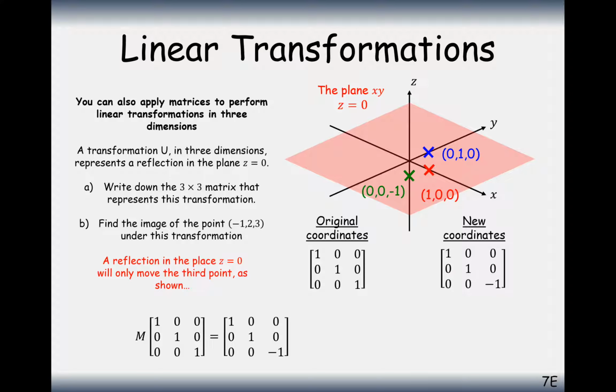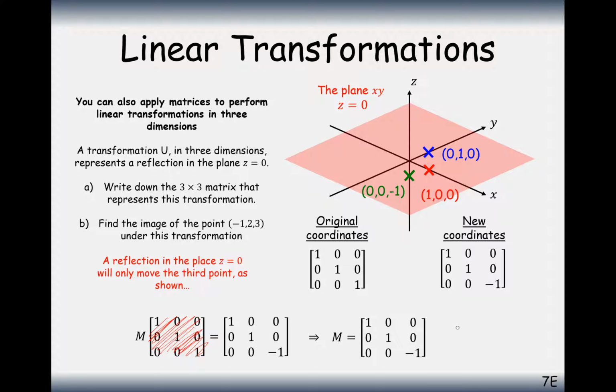So here we've got some matrix M that we want to find, that transformed our base set of coordinates to this set of coordinates here. Well, given that this identity matrix is just the identity matrix, we can just delete it because it's effectively times by 1, and our answer here is this new set of coordinates, 1, 0, 0, 0, 1, 0, 0, 0, -1. So that is the matrix that will reflect in the z equals 0 plane.